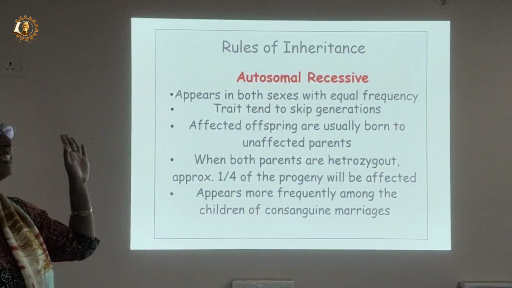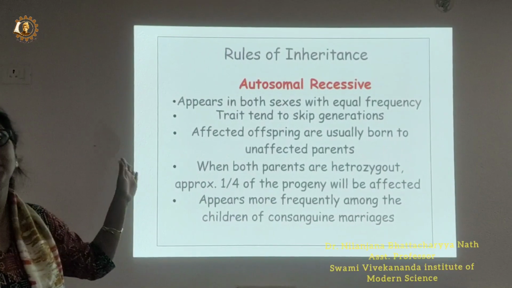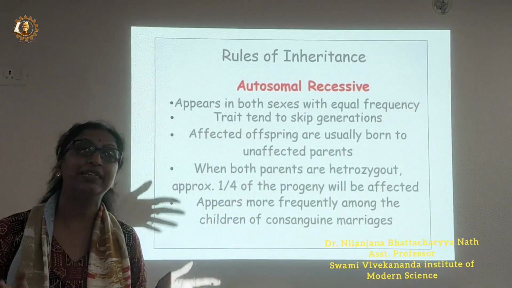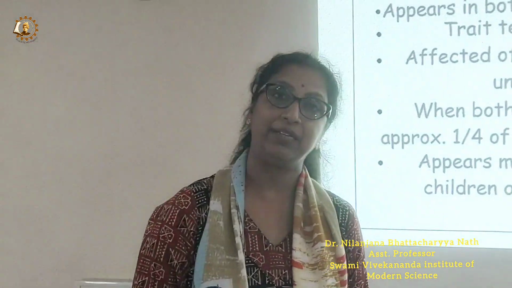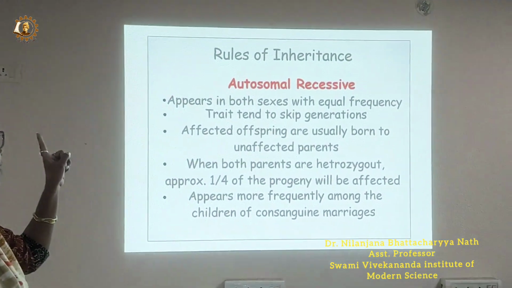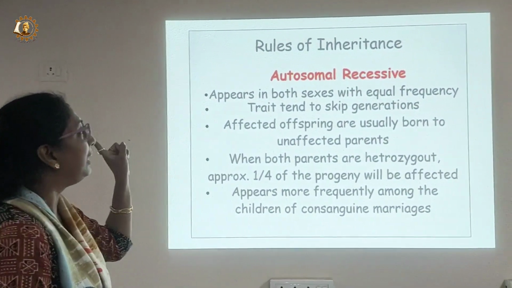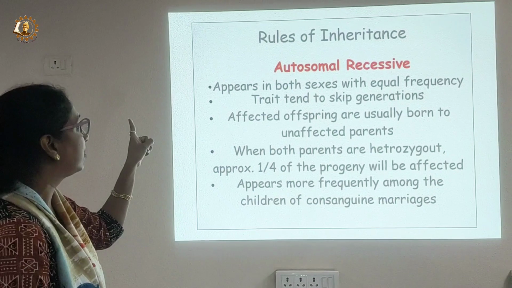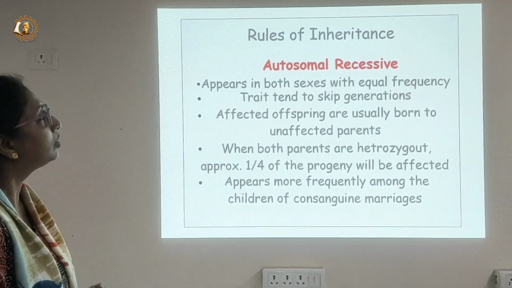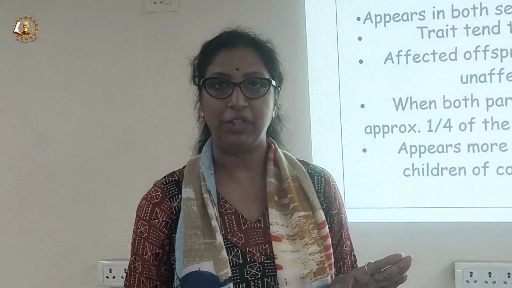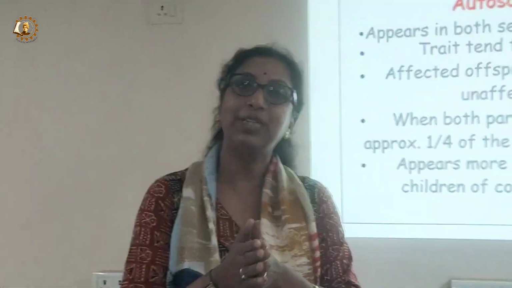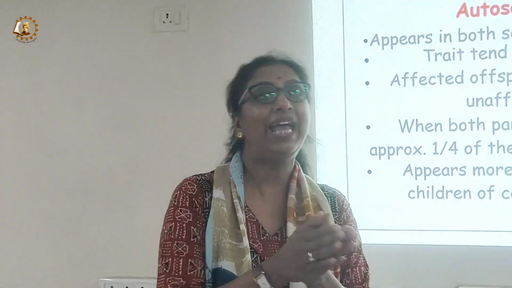Now these are the specific cases. First one, autosomal recessive. How will you identify that the pedigree is related to an autosomal recessive disorder? The first one: the affected trait appears in both sexes with equal frequency. As we are dealing with autosomes, there is no sex determination, so both male and female offspring will be affected equally.